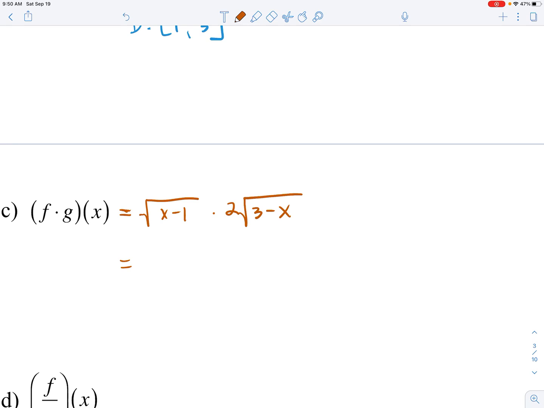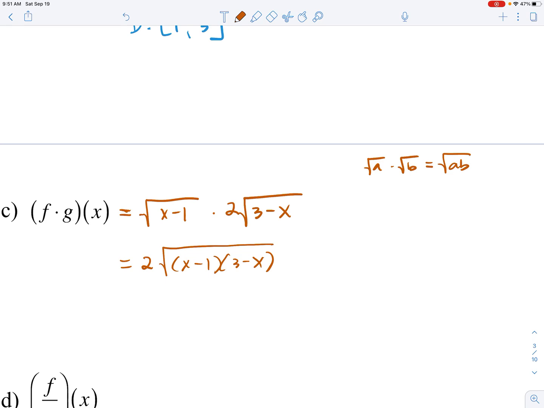So remember, when we're multiplying, the square root of a times the square root of b is equal to the square root of a times b. And that just goes back to exponent rules. This is equal to, I can bring the 2 out front by the commutative property of multiplication, and then I can write this as the square root of x minus 1 times 3 minus x. And if I wanted to, I could multiply out x minus 1 times 3 minus x, although there's not really a reason to.